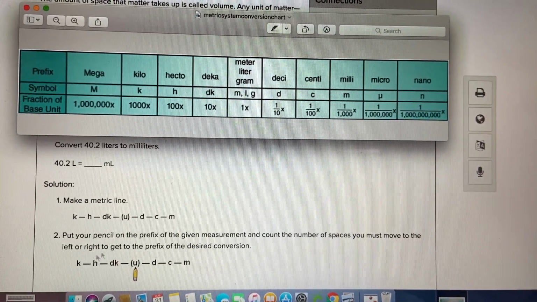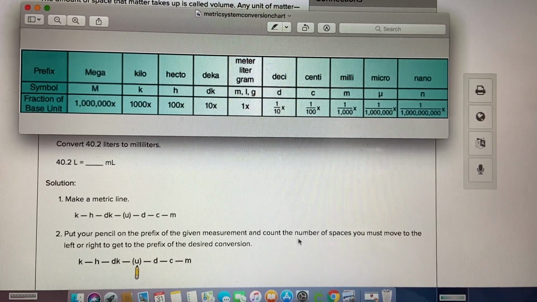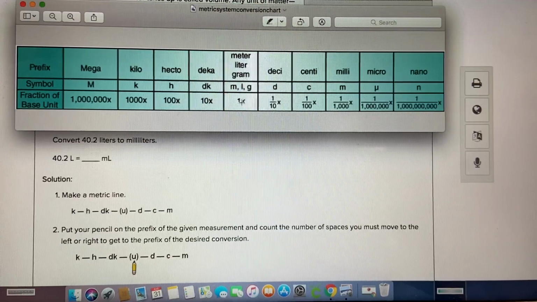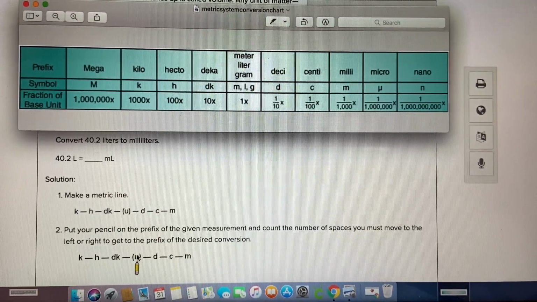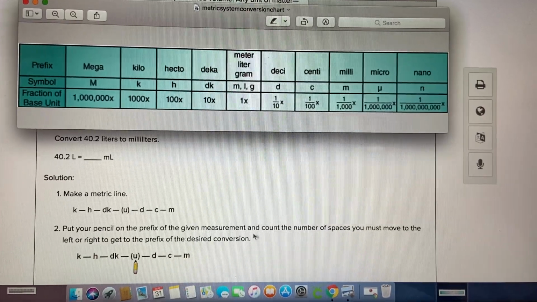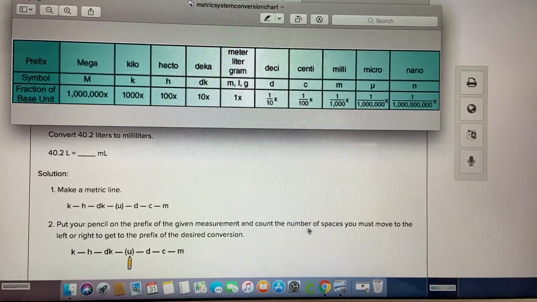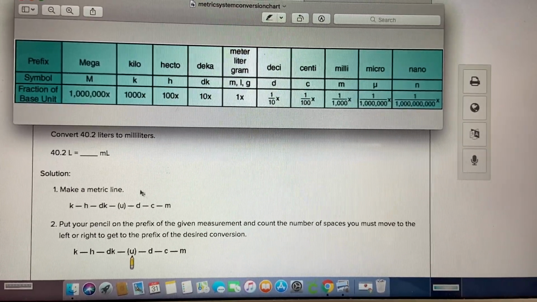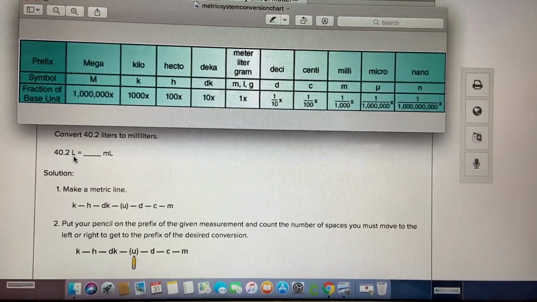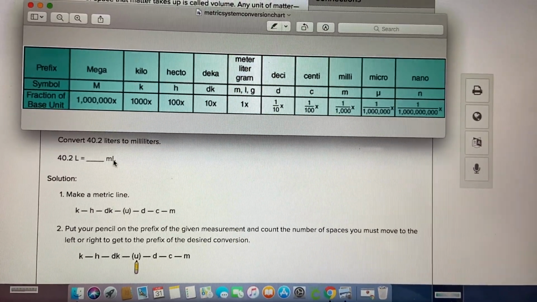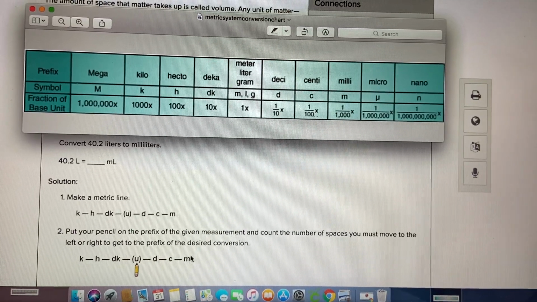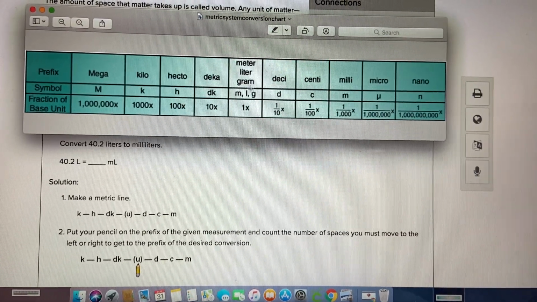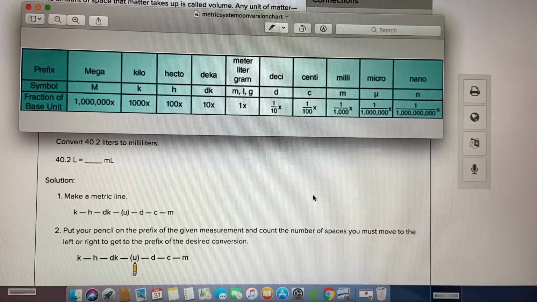Milliliter right here. So put your pencil on the prefix of the given measurement. So they gave us liters, okay? So liters are right here. So that's going to be right here in the middle. Put your pencil on the prefix of the given measurement and count the number of spaces you must move to the left or right to get to the prefix of the desired conversion. Okay, so it's saying how many spots do you have to move to get to milliliters, okay? So remember, the M stands for milliliter, which is right here. So we're starting here in the middle, and we're gonna get over here to milliliters.